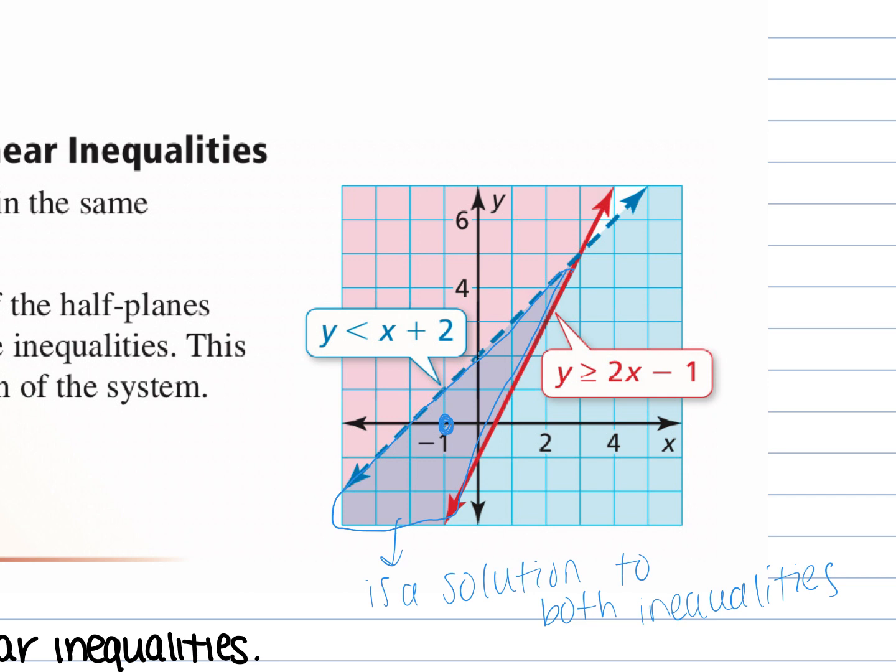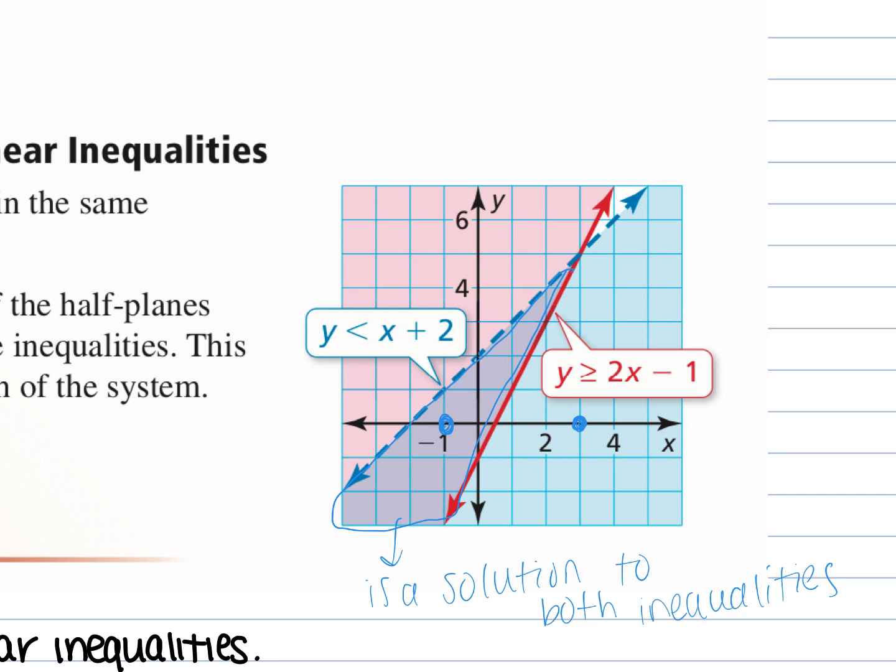Is that a yes or a no? Yes. You guys see that? So that point would work for both inequalities, right? Take a look at 3, 0. Is 3, 0 going to work for both of the inequalities? No. Will it work for one of the inequalities? Yes, it will work for the inequality that's in blue because it's in the blue shaded region.